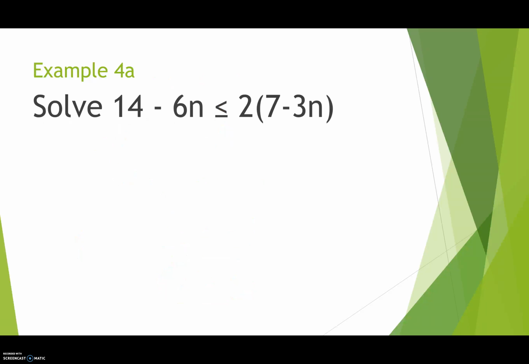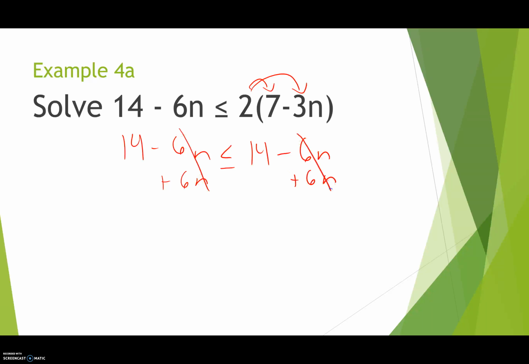Okay, last two, a 4a and a 4b. So real quick, we're going to distribute, and you'll notice something. 14 minus 6n after I distribute, right? Well, I see something. But let's take it one step further, because usually in math, we like to get our variable to cancel out, and that's what's going to happen right here. Look what happens. 14 is less than or equal to 14. Is that true? Sure is.